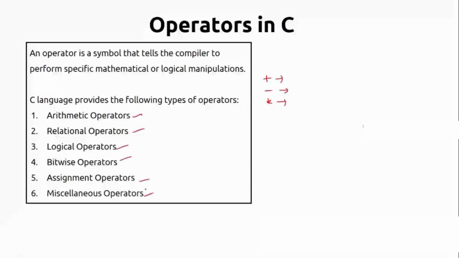We'll see one by one how these operators work in C, and the different ways we can write them. For example, we say 10 plus 20. So what if I write 10 plus E? What happens? Will it execute without an error? That is also something we'll see.